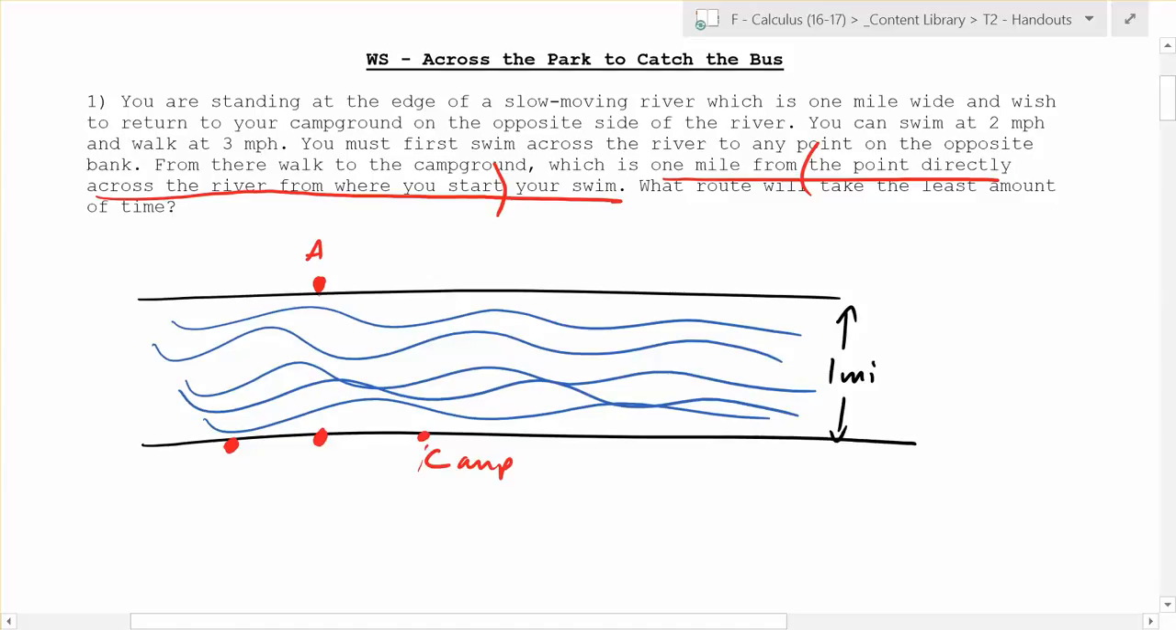So you could go straight across and then go over. That's path one, right? What else could you do? You could swim like that, right? What's the other thing you could do? You could go over and then walk less than that full amount, right? Is this very similar to what we just did, right?